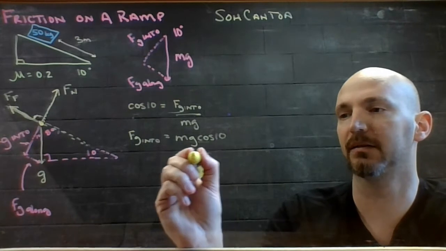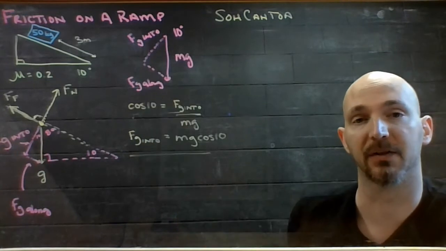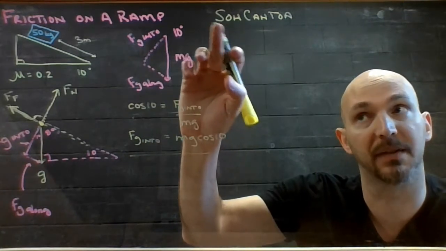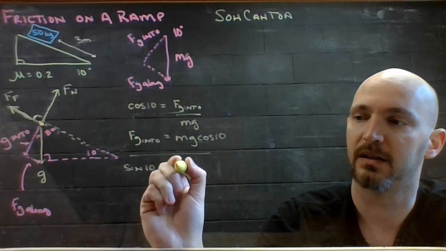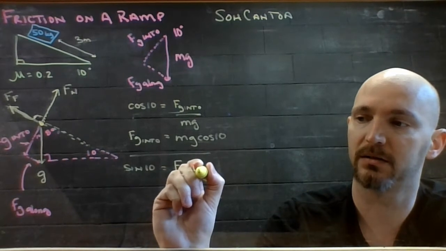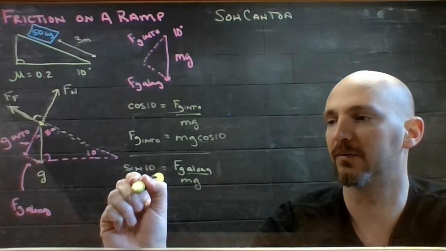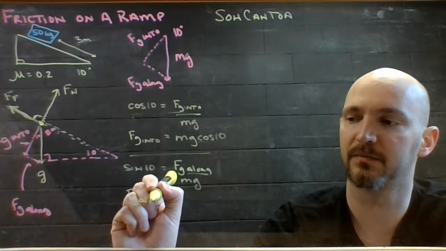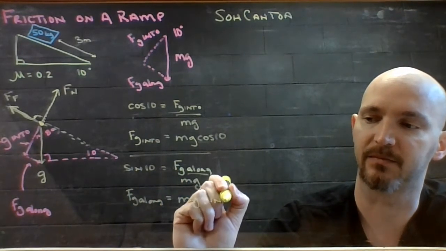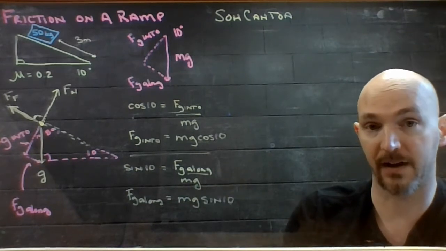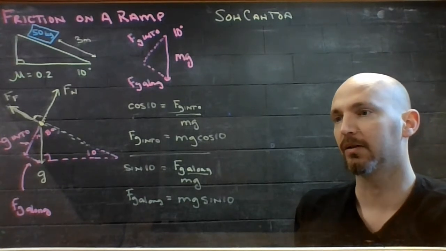Similarly, if I want the along force instead of the into force, I'm opposite the 10 degrees. So instead of using adjacent, I'm using opposite. That's a sine ratio. So sine of 10 is force of gravity along divided by the full force of gravity. So my force of gravity along the ramp would be mg sine 10. Now I think my marker has finally bit the biscuit, so I'll struggle through. It's a little squeaky. Okay.